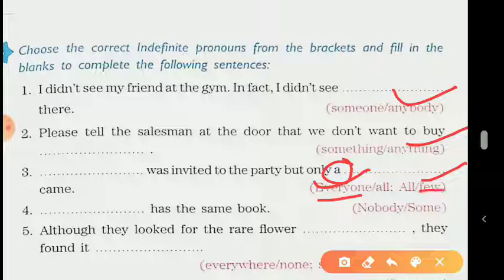So in the first blank, what will come? Everyone. Everyone was invited to the party but only a few came.